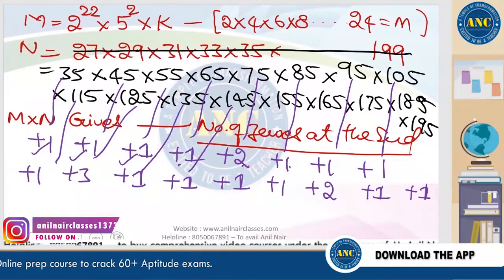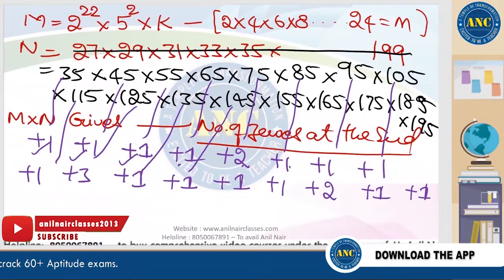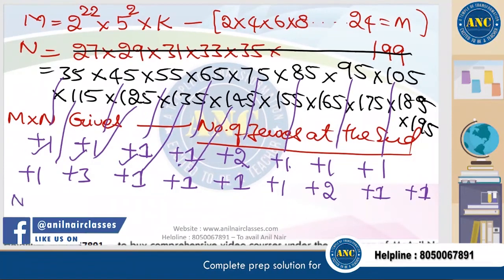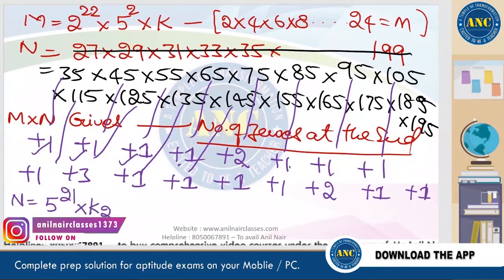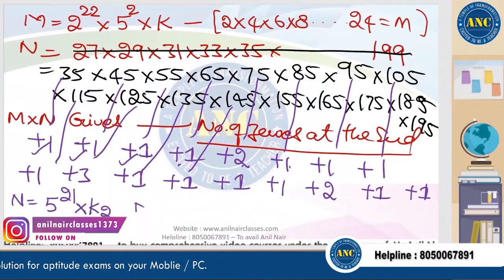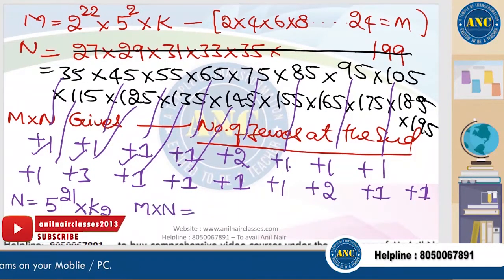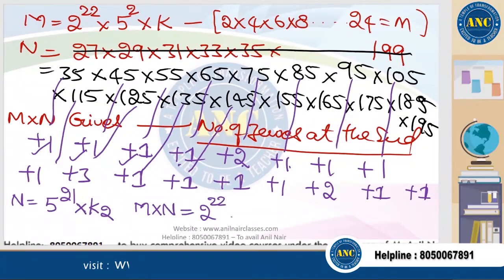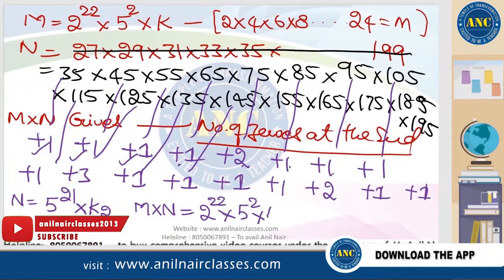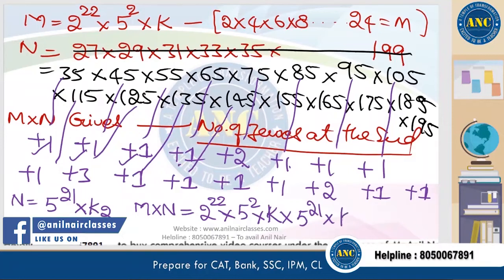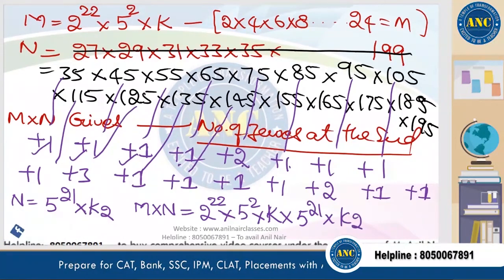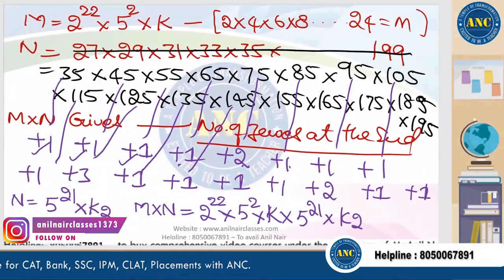1, 2, 3, 4, 6, 7, 8, 9, 10, 13, 14, 15, 16, 17, 19, 21. N is nothing but 5 power 21 into K2. M into N I require. M is nothing but 2 power 22 into 5 power 2 into K, into 5 power 21 into K2. 21 plus 2 is 23. Which is lowest? 2 is lowest.